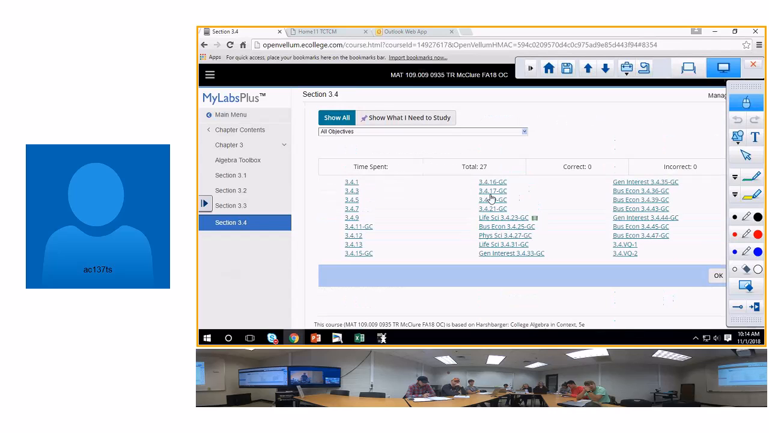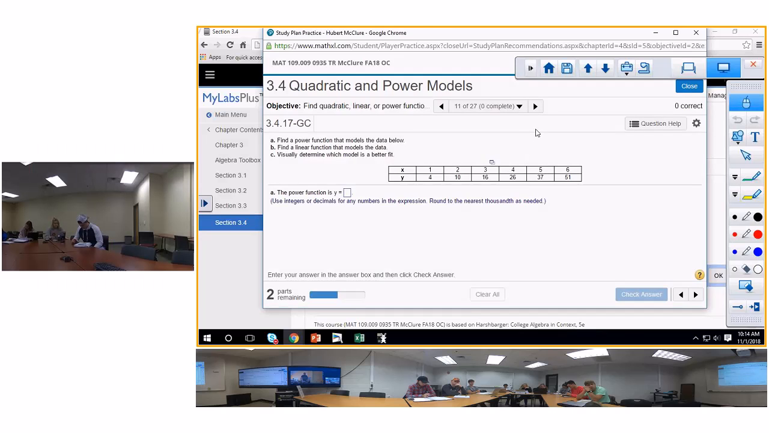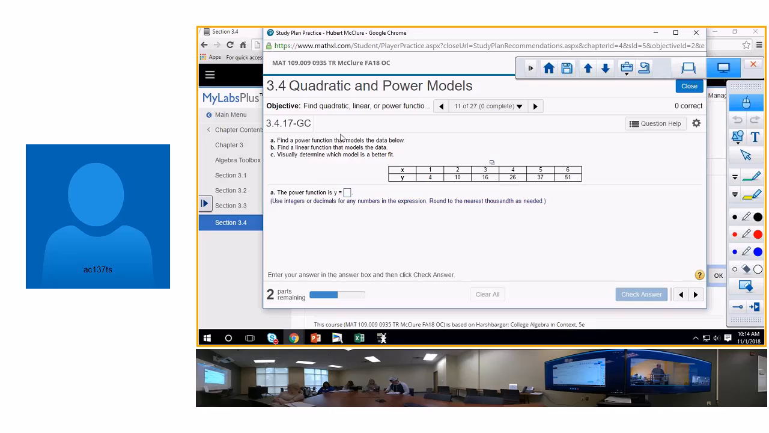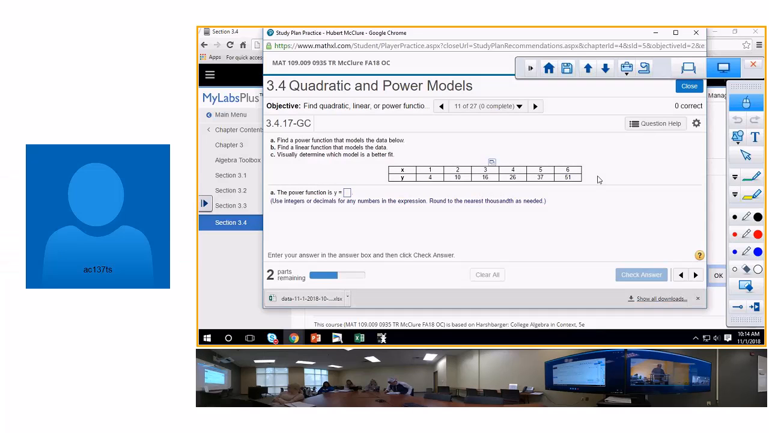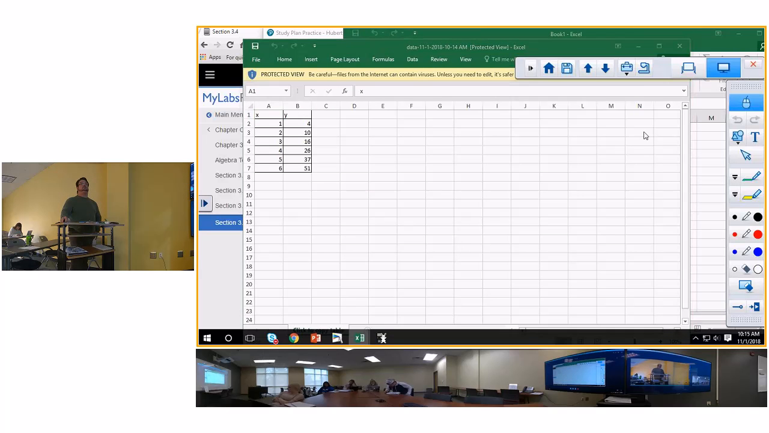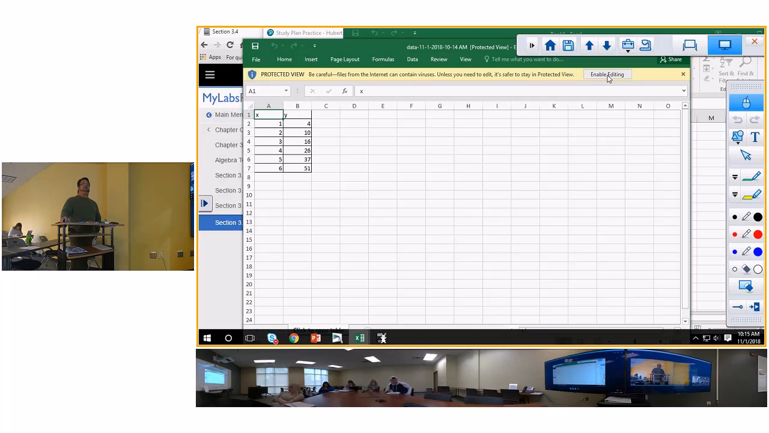And let's see if I can pick one out. That's a good test question. Okay, here's one right here. It says find a power function, find a linear function, which is a better fit. So you click on this little icon right here, copy to Excel, and boom, it's already in there. Save you a whole bunch of time on a test.